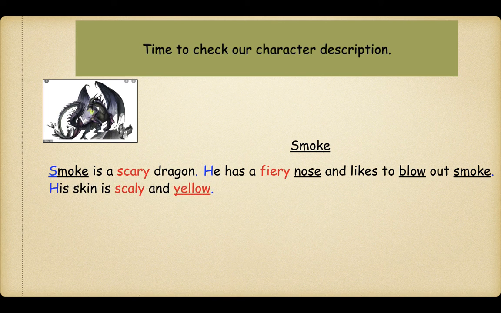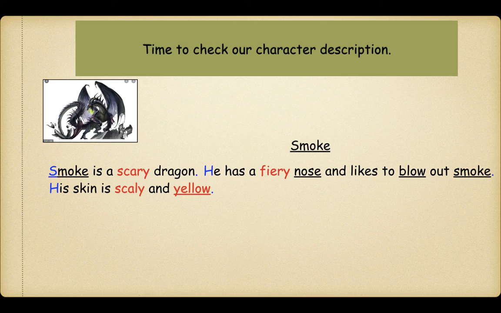our third sentence starts with a capital H because it's the beginning of a sentence. And I've highlighted scaly and yellow because they are both adjectives and they describe what the skin is like. So the skin is a yellow colour and the skin feels scaly. That's important. And of course, we finished that sentence with a full stop.